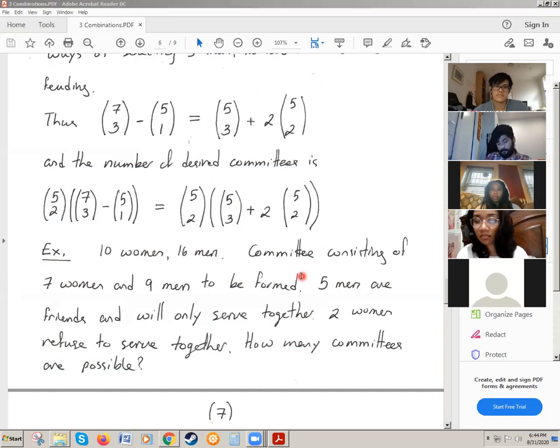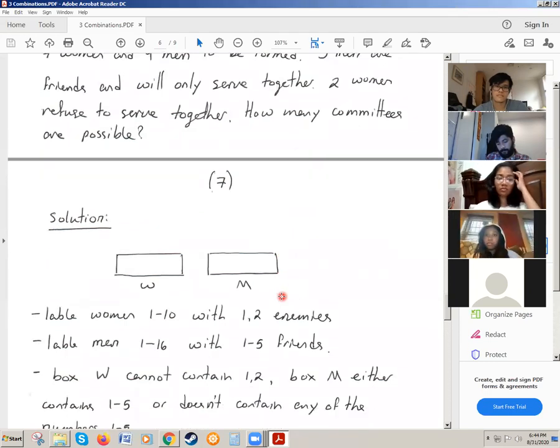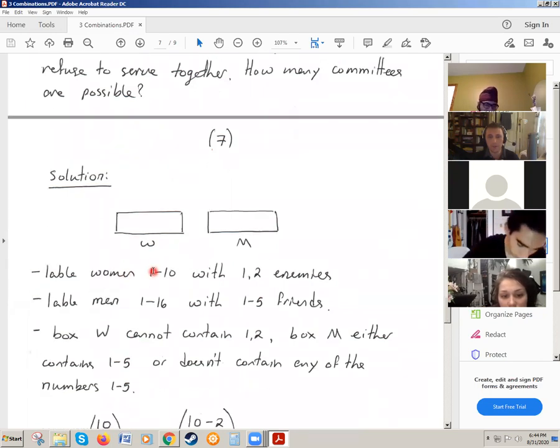All right, guys, let's try to see the problem through. It's now very similarly, right? We have the same form, women and men. So the women are labeled 1 through 10, and 1 and 2 are enemies. The men are labeled 1 through 16, where 1 and 5 are friends.